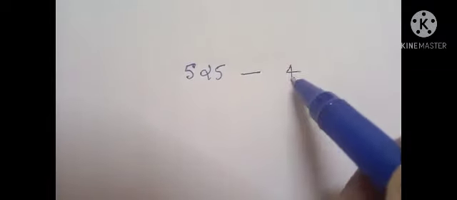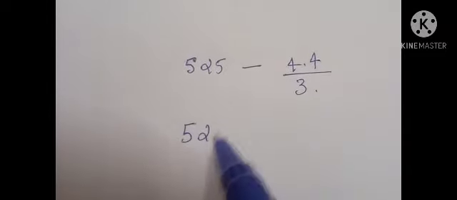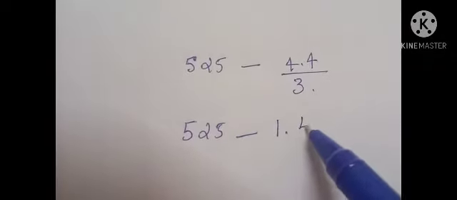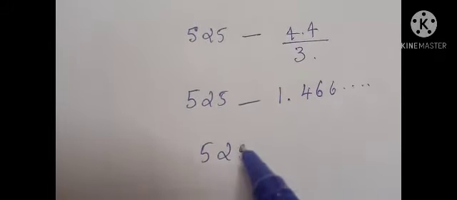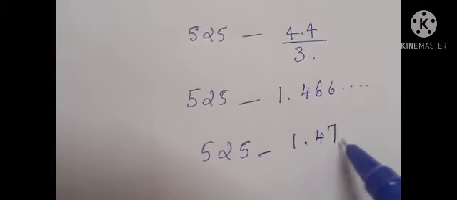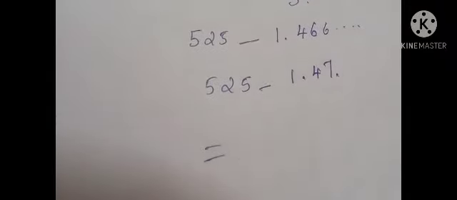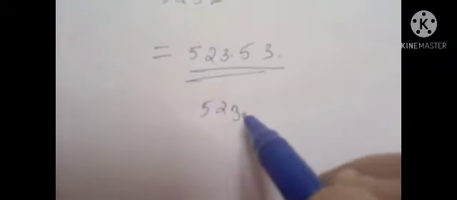Then minus. Then 4.4 we will get when we multiply the numerators, then by 3. Then 525 minus, we can simplify this, so 525 minus 1.47. We can write it as 1.47. Then when we subtract this, we will get 523.53. Or we can write 523.5 centimeter cube. Anyway, we can express.